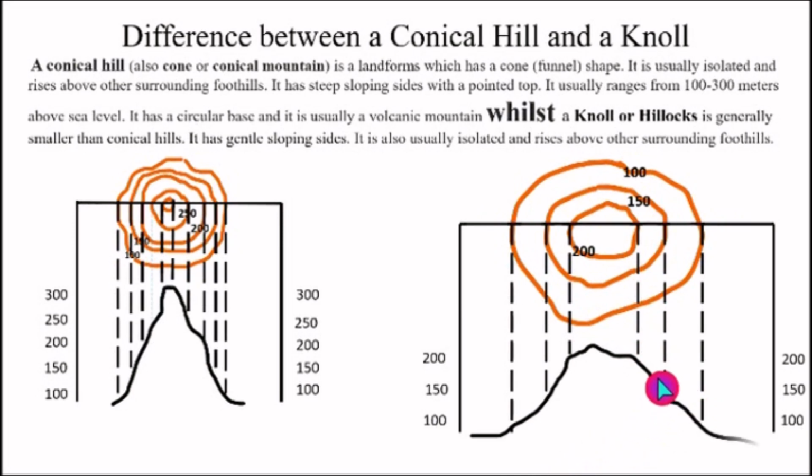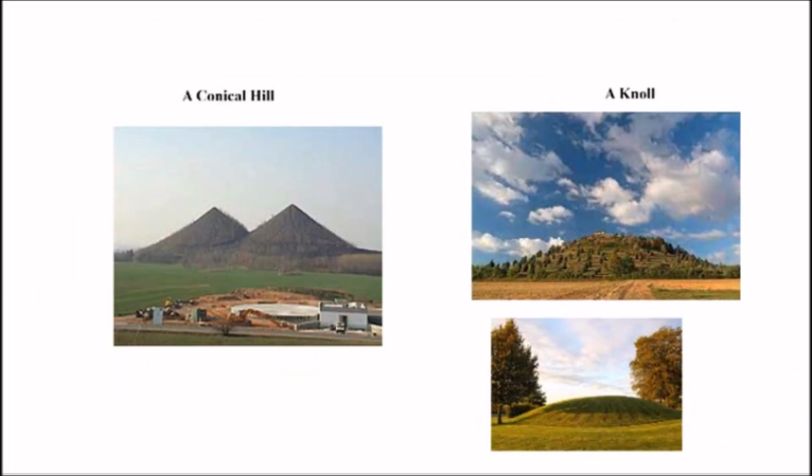So as you can see, this is a knoll and it is gently sloping. The two are small mountains, but the conical hill is usually higher than the knoll. This is a picture of a conical hill and a knoll. This is a conical hill, so it has steep sloping sides. And this is a knoll, it has gentle sloping sides. And the conical hills are always taller than the knoll.